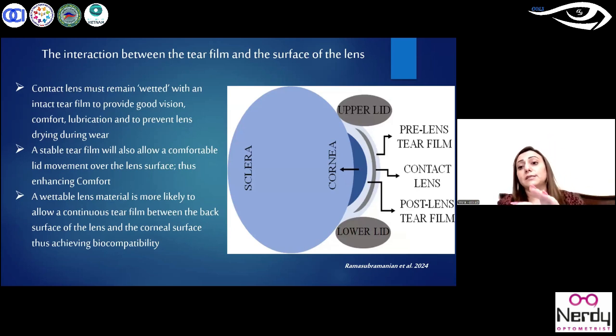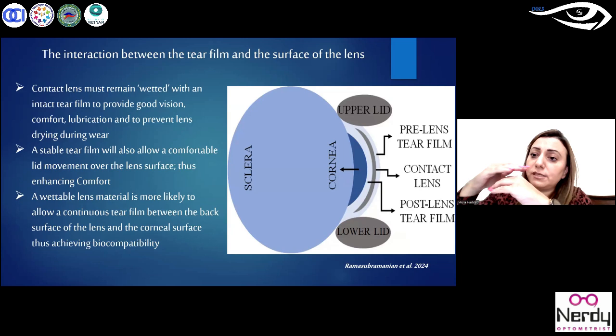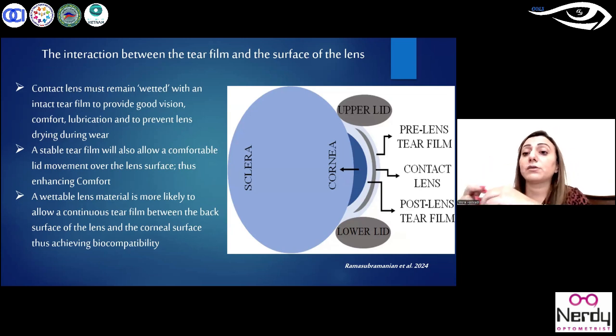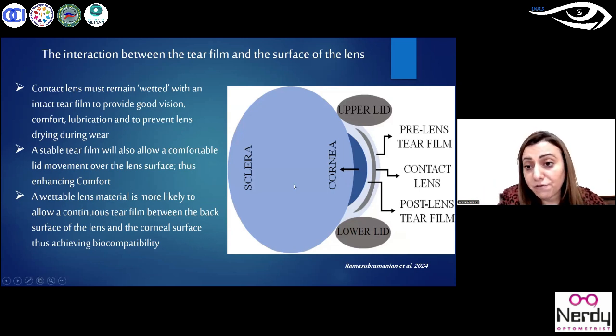The lens, when it's inserted in the eye, you know that it divides the tear film into two parts. Some part goes behind the lens. It's called the post-lens tear film. And the other part goes in front of the lens. If we see here the brown line, the surface is the contact lens. And when we put it in the eye, it divides this tear film into the post-lens and pre-lens film.